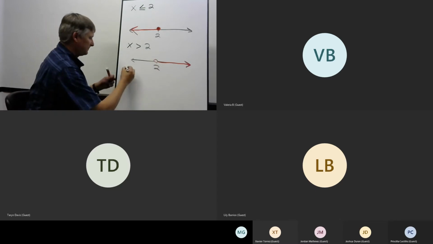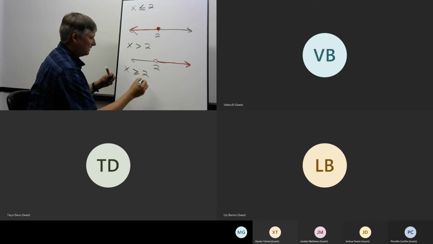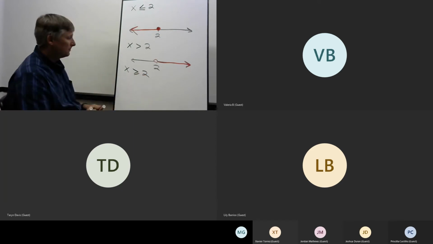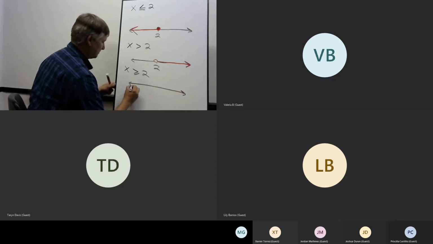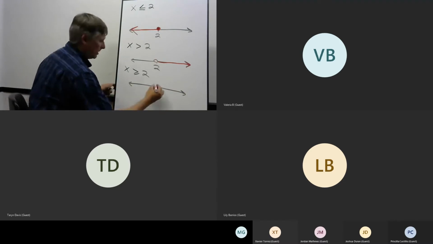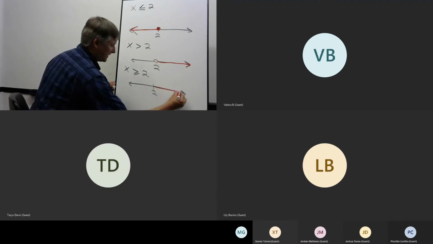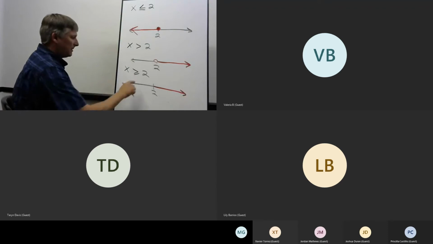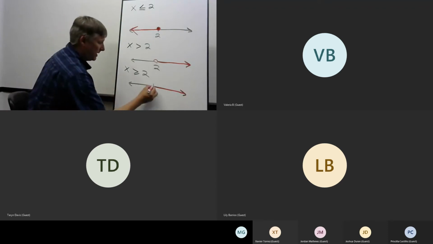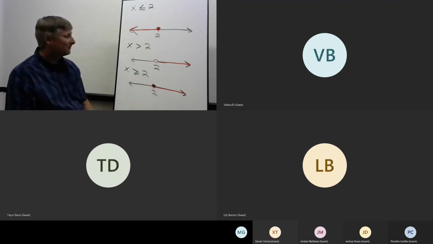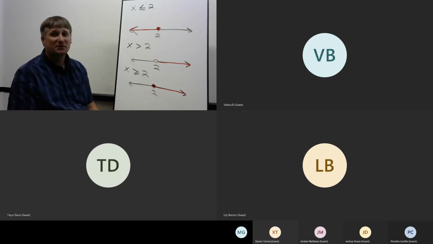Finally, x greater than or equal to 2. Well, all the numbers bigger. It's everything to the right of 2. But then this says to include 2. X can equal 2. It's okay. Put a dot there. Questions about that?